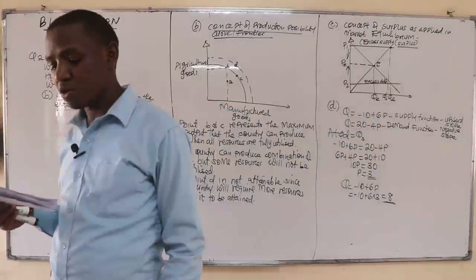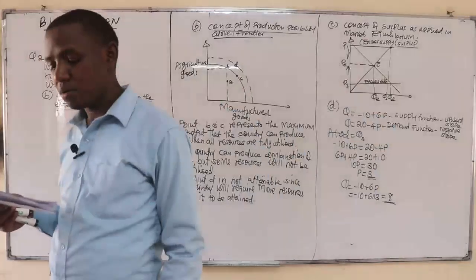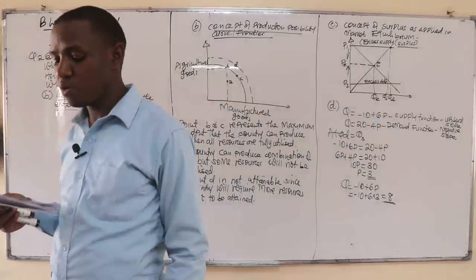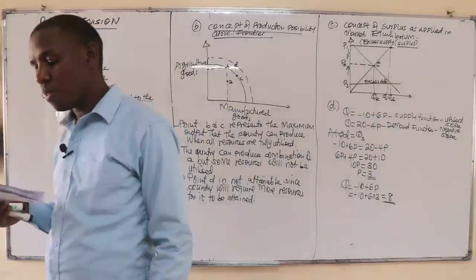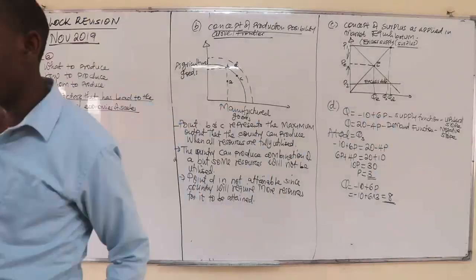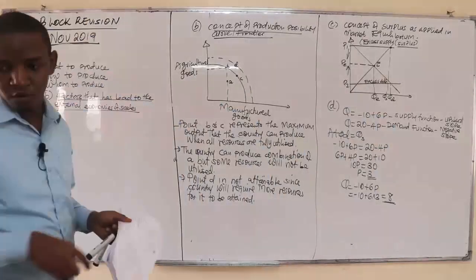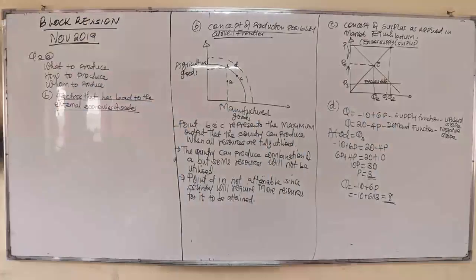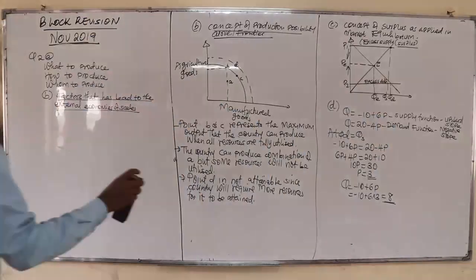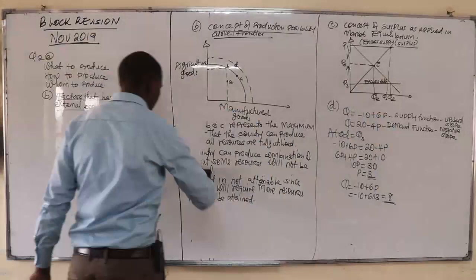Question number 2C. You are required to describe the assumptions of the law of variable proportions. Now, do you know what the law of variable proportion says?